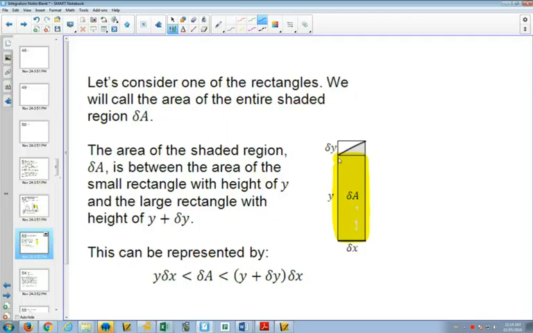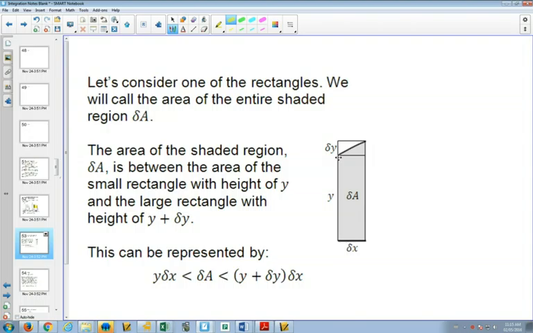But we could look at two different rectangles and set up an inequality. We've got the yellow rectangle, which is obviously smaller than the area, and then the bigger rectangle going all the way to the top, which would be bigger than the area. So we'll set up some notation here. We're going to call the area of the entire shaded region delta A. That area is between the rectangle with the height of y and the rectangle with the height of y plus delta y.